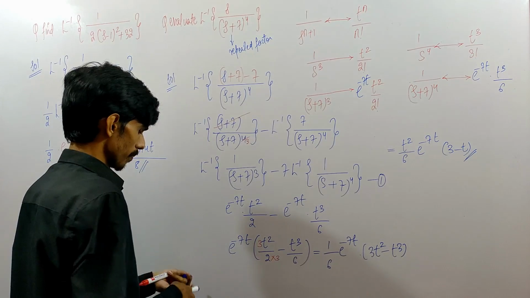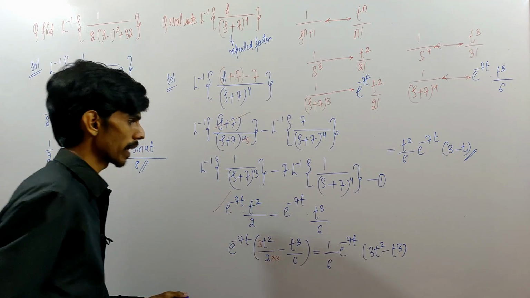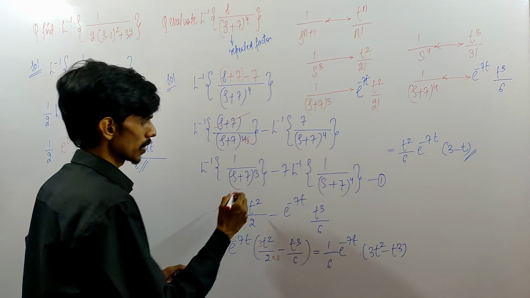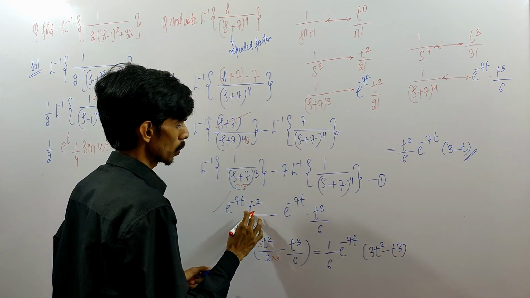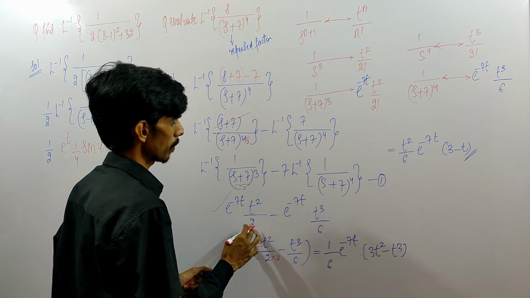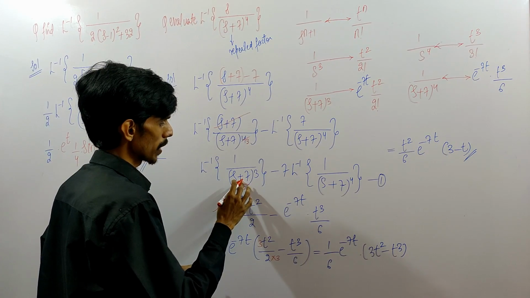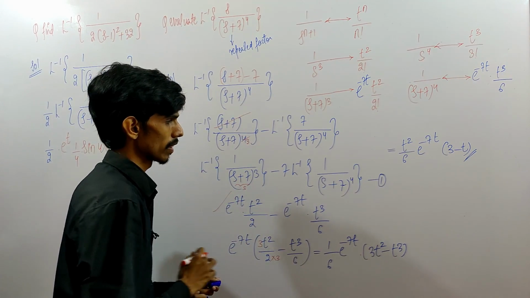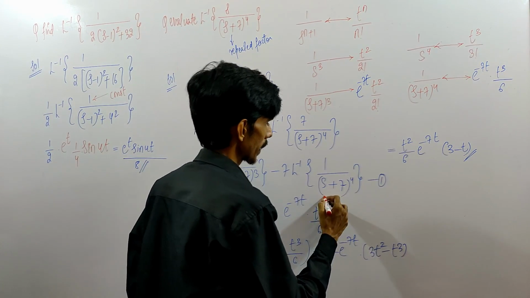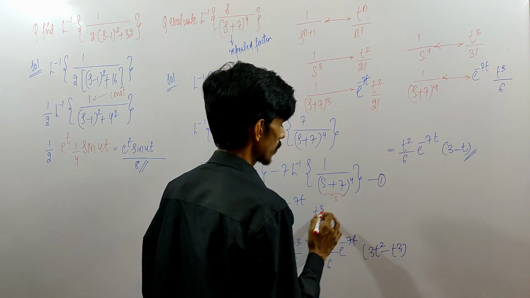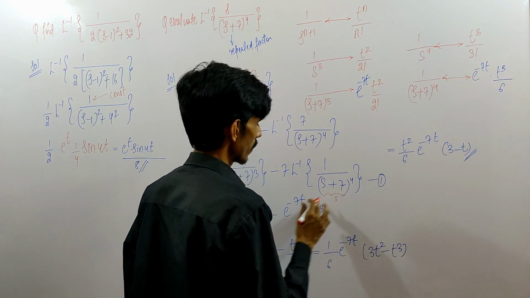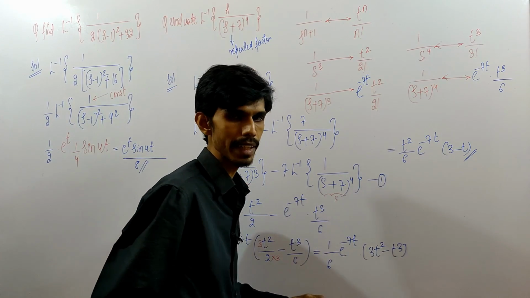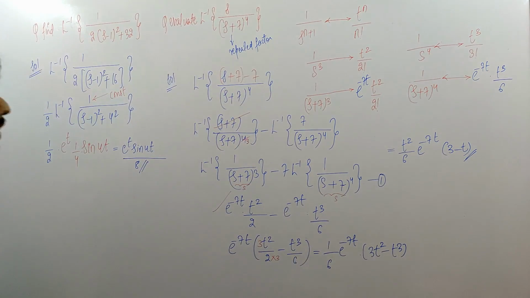This step can be written down directly. Just assuming this as s power 3 is replaced by t power 2 by 2 factorial. Due to this replacement, we will get e power of minus 7t. Same here, assuming this as s power 4 means t power of 3 by 3 factorial. Due to this s plus 7, we will get e power of minus 7t. So this is the last question of this topic.